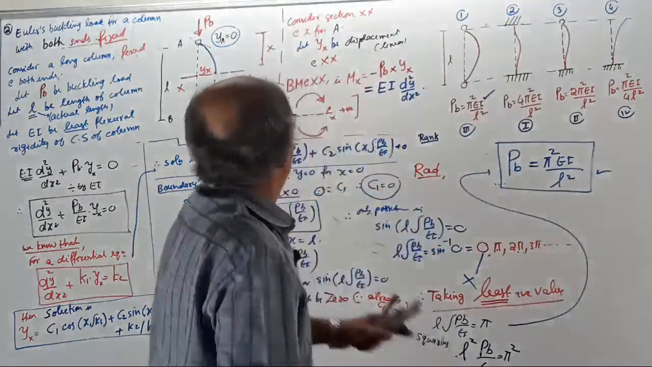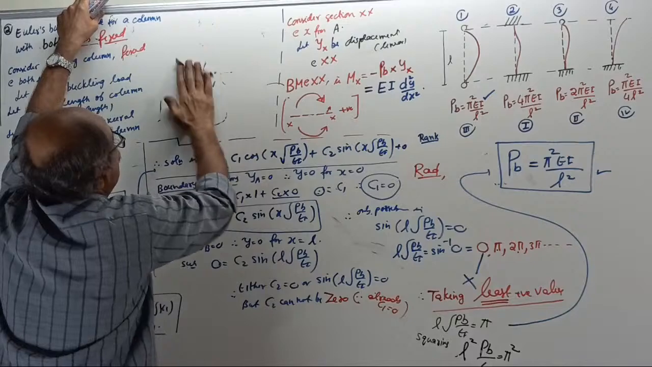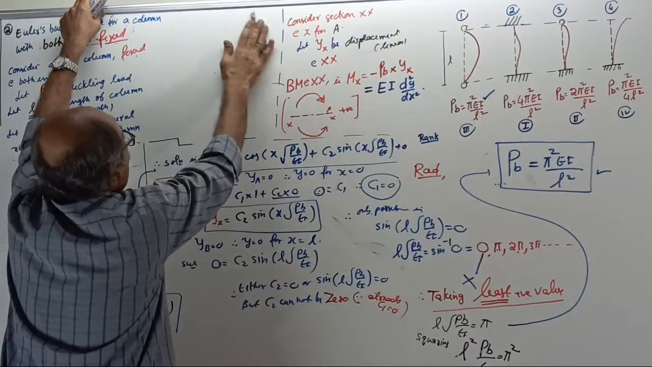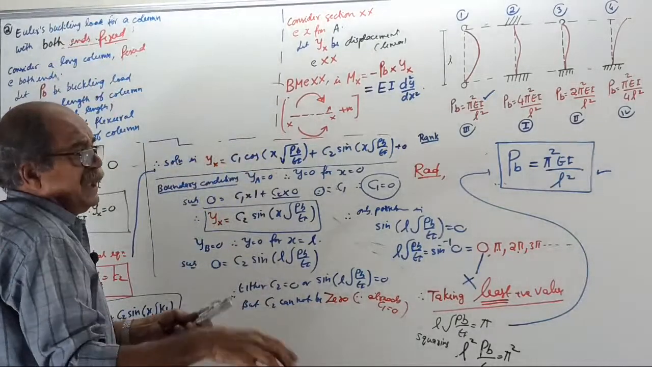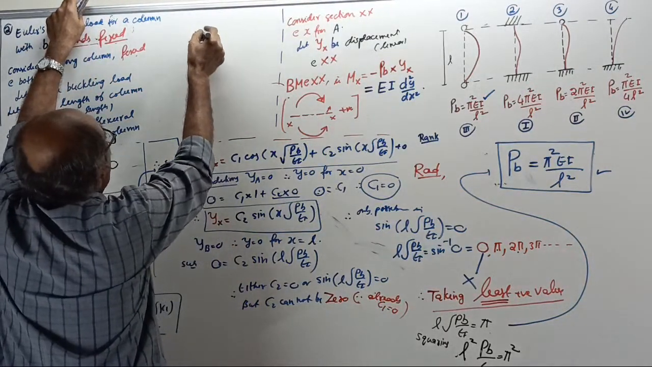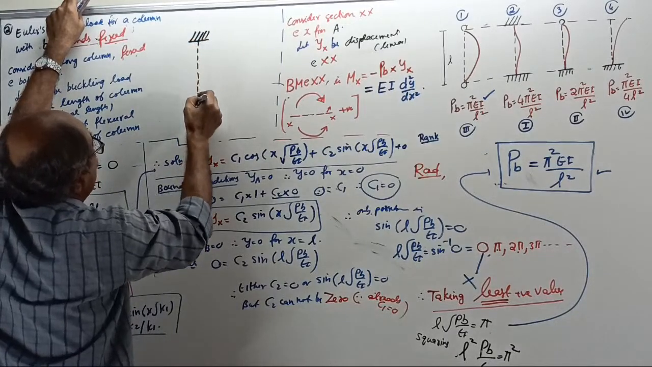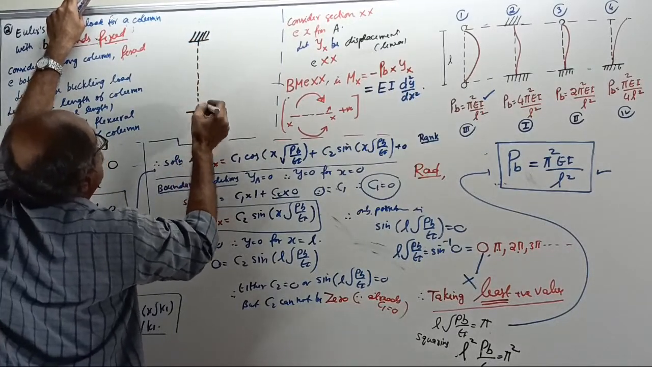This sketch, last time I thoroughly explained for you, before buckling and after buckling. See here how it will be. This end is fixed. I will not explain it again because last time it was so thoroughly explained. This way fixed. See now.